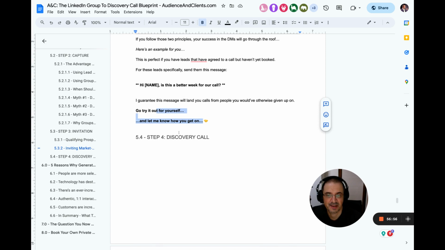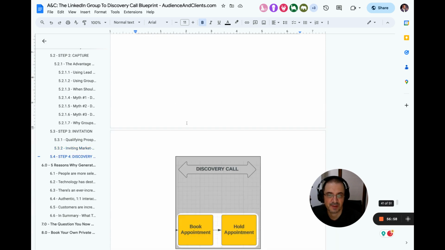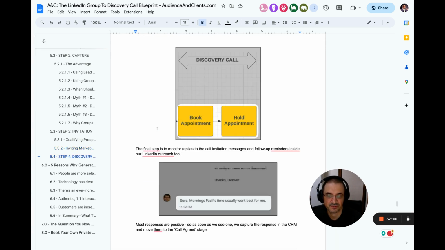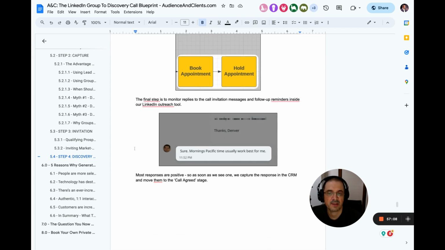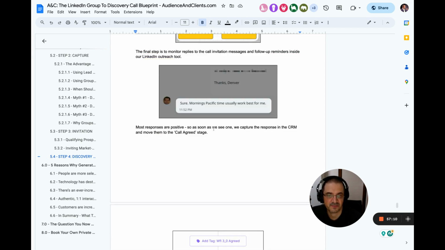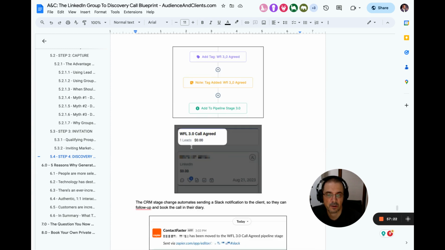So the final step, step 4 in our process, is the discovery call. The final step really is just to monitor replies to the call invitation messages and follow-up reminders inside of our LinkedIn outreach tool. And most responses are positive. So as soon as we see one, we capture the response in the CRM and we move them to the call agreed stage. There we go, call agreed.